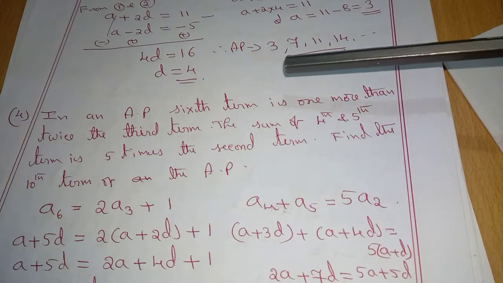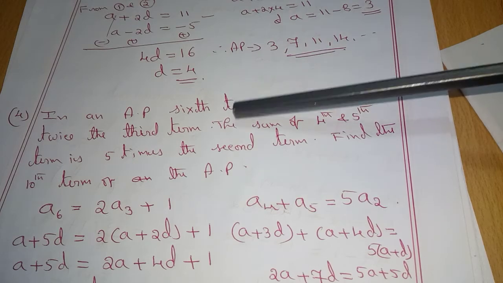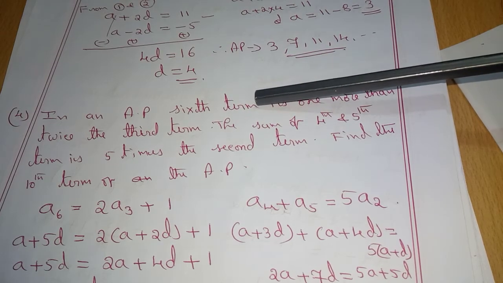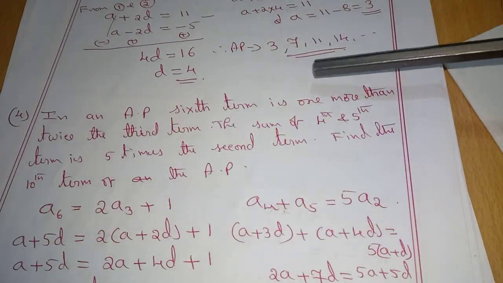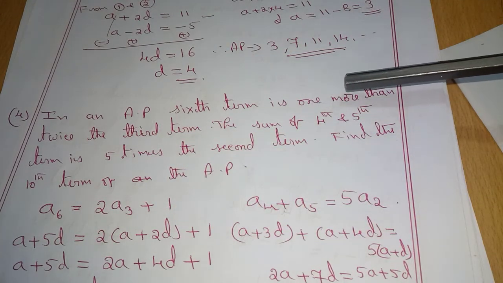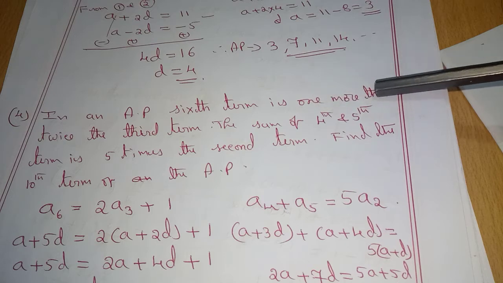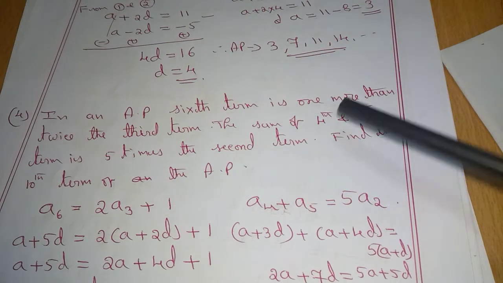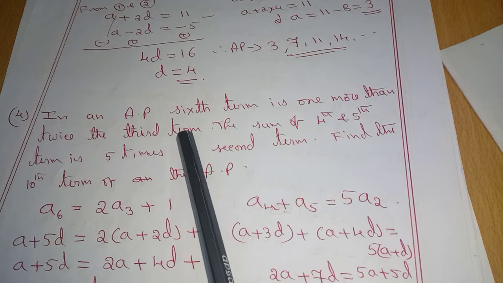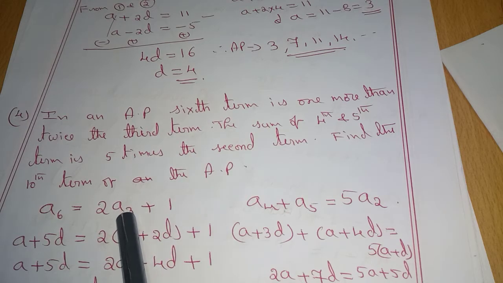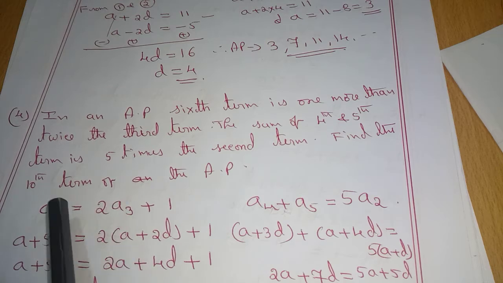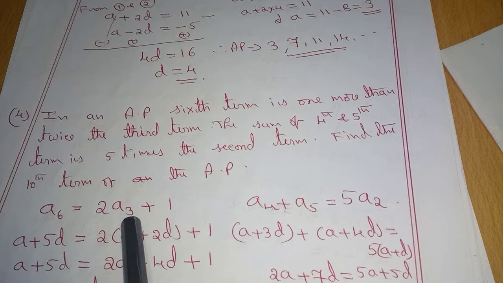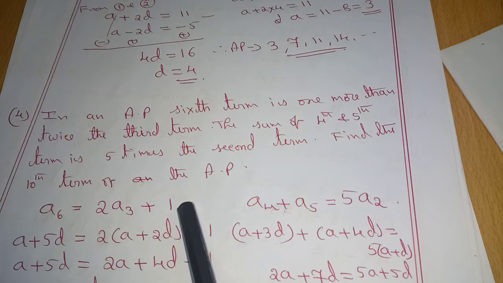Now, sixth term is written as A6 is equal to 1 more than, add 1 to twice the third term. How do you write third term? A3. It's twice, 2 into A3. Therefore, A6 is equal to 2A3 plus 1.